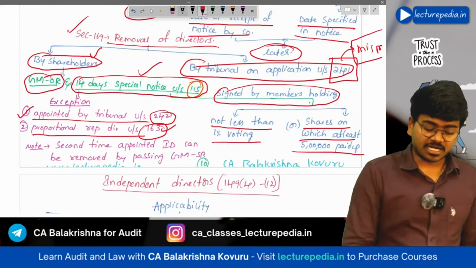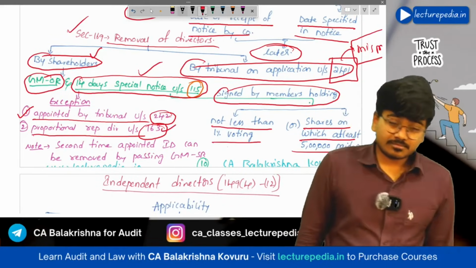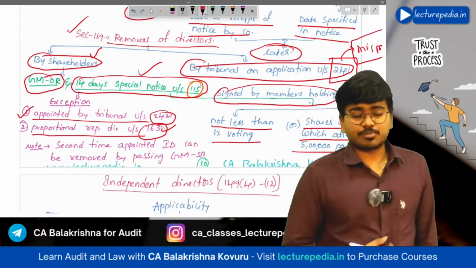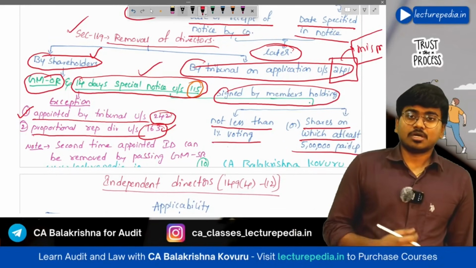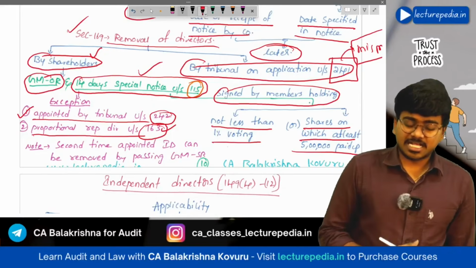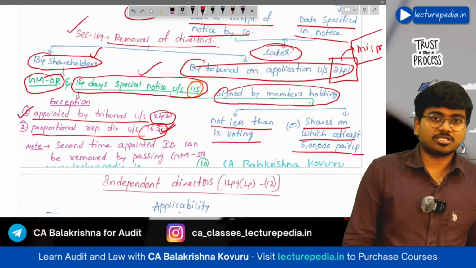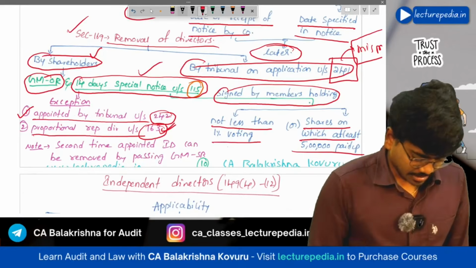I have told you now, under section 163, the special method for appointing the director, which is a proportional representation method of appointing the directors. If the director has been appointed by this method, then also shareholders cannot remove such director.